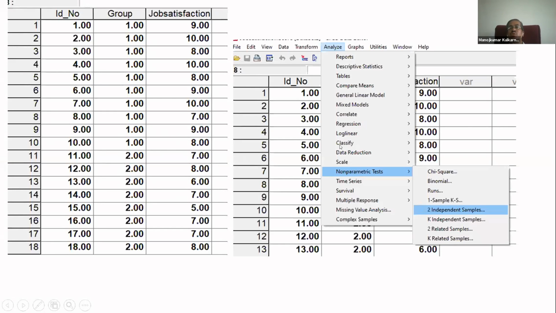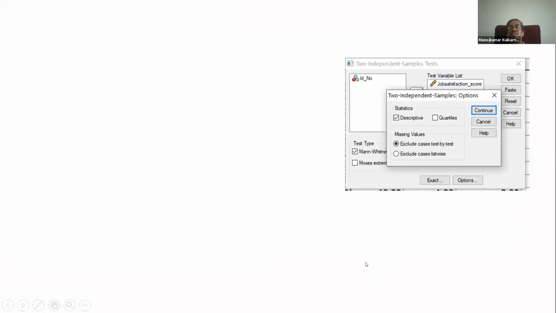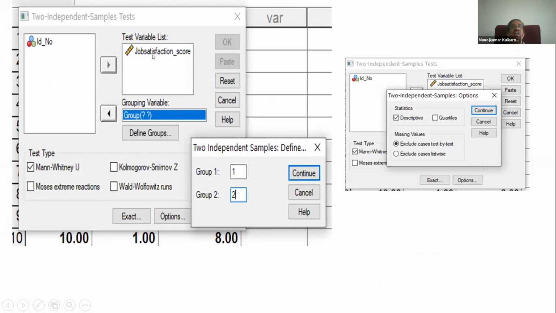Through Analyze, you select the non-parametric test, and select the independent two-sample test. Then you identify the test variable, that is, the job satisfaction score. Then under the grouping variable, you take the groups and define them. How many groups do you have? You can compare a maximum of two groups only, even though there may be more than two groups. Group 1 and group 2. Select these two groups, and then select descriptive statistics so that it will give the median and all the related measurements.